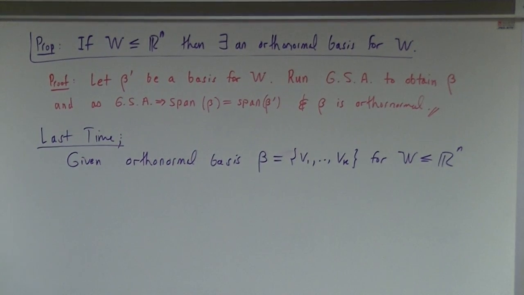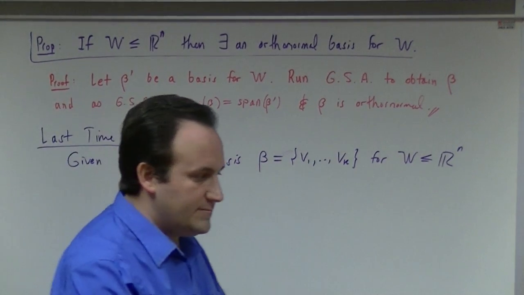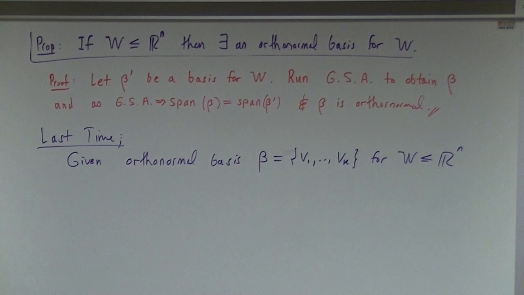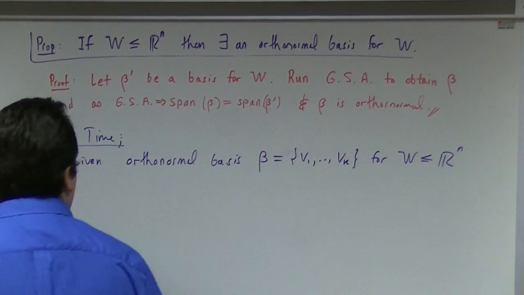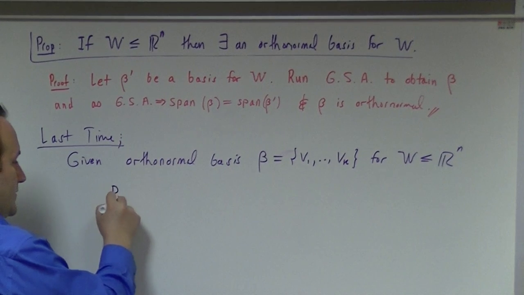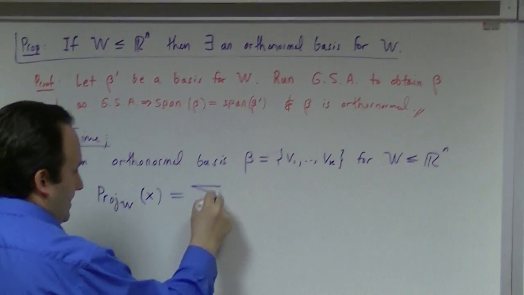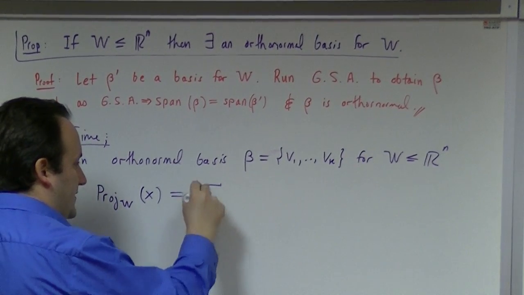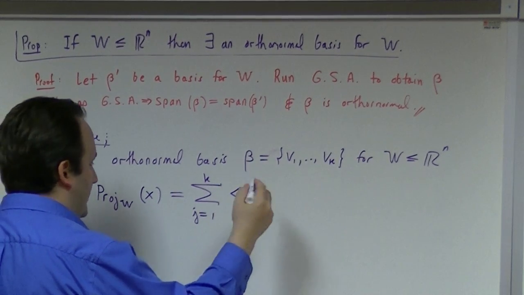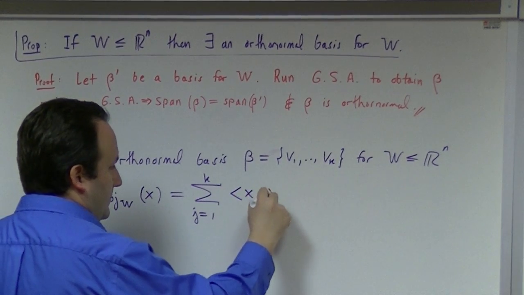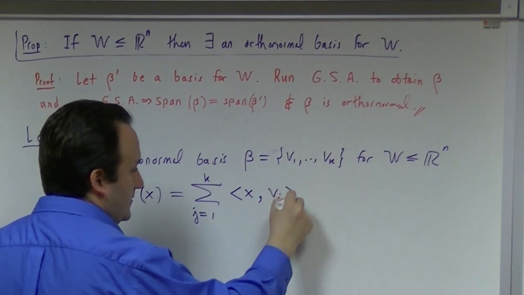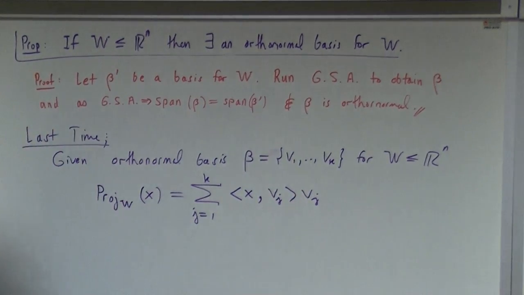Now, you see that there's no loss of generality there. That's not saying anything special about the subspace. Any subspace permits an orthonormal basis. In fact, it permits lots of them. That's kind of a problem. So the projection onto W, I told you, we could define as this, the sum for j equals 1 to k. We take the inner product, which for us is the dot product, but I'll talk a little bit more about inner products today as we go on. And that was the formula for the projection.